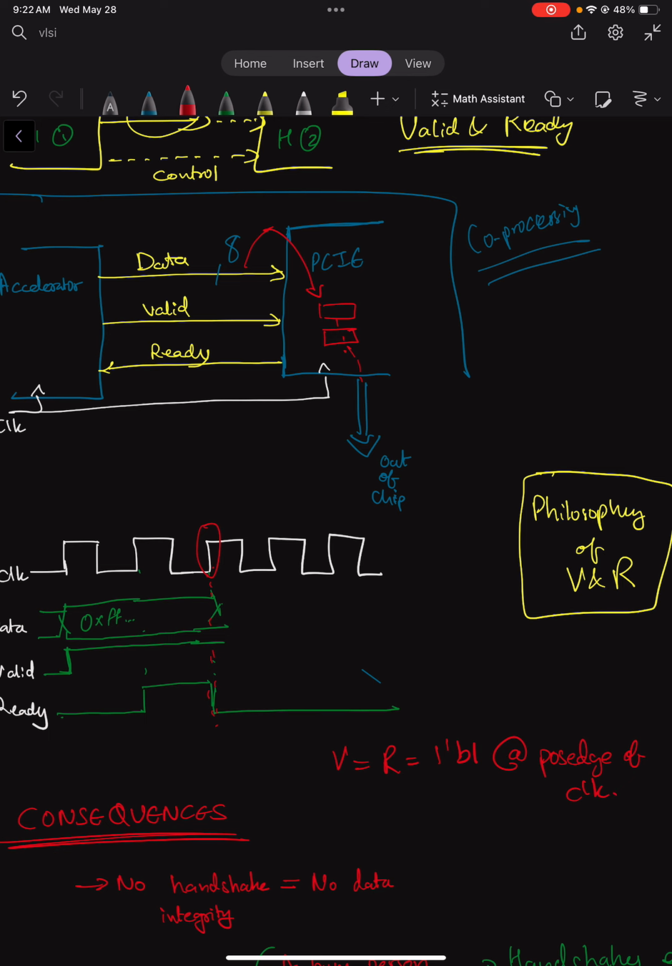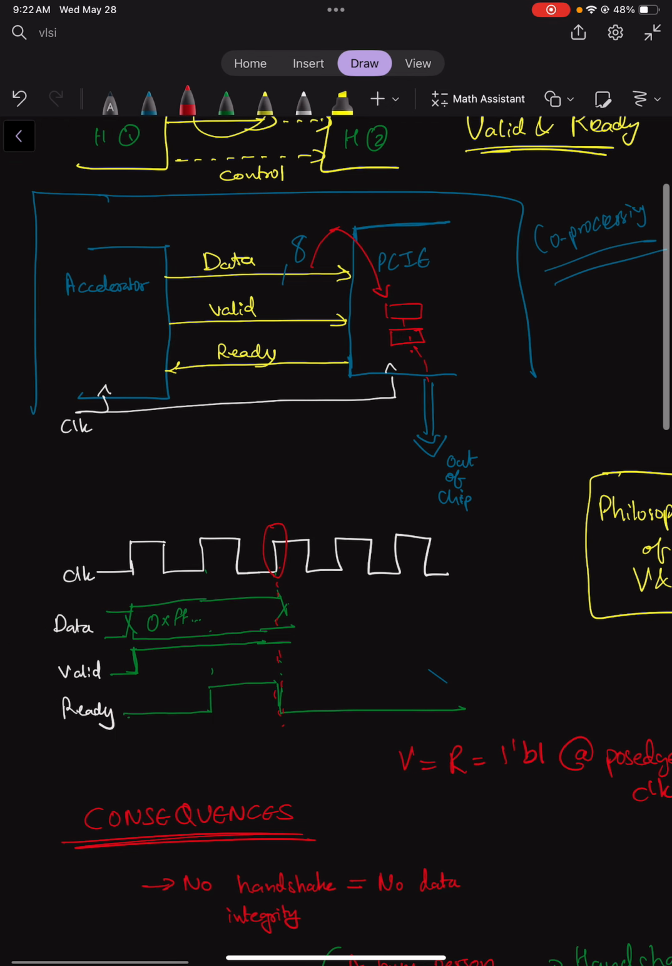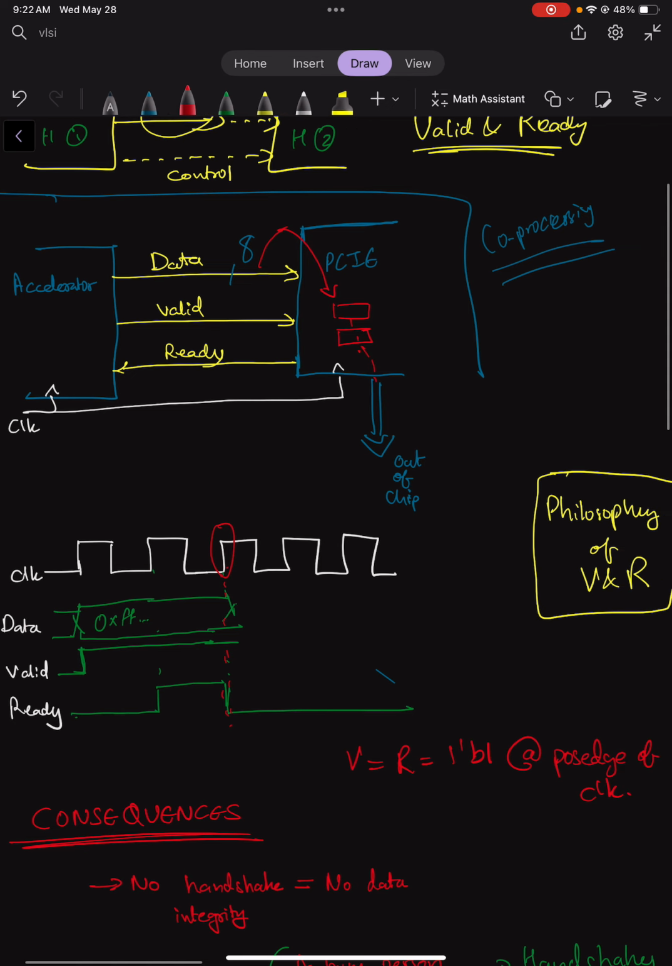Basically, that's all it means. Well, in this case, it's a positive clock because I'm assuming that these agents are running at the positive edge of the clock. But if it's running on the negative edge of the clock, then this statement will change accordingly. Anyways, what does valid and ready really mean in this protocol?